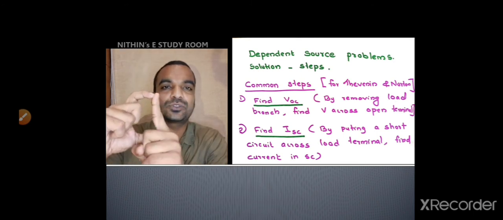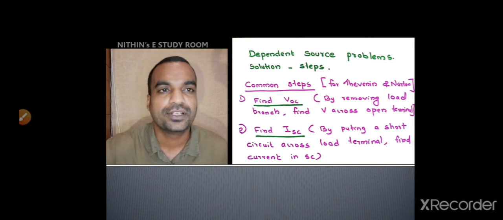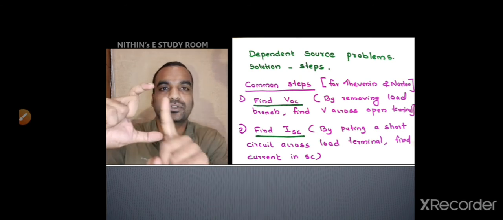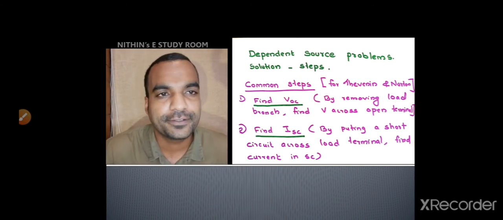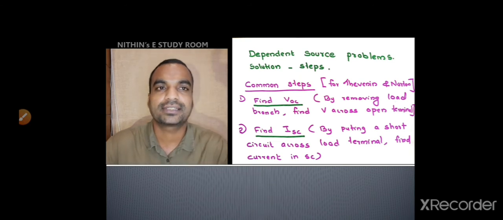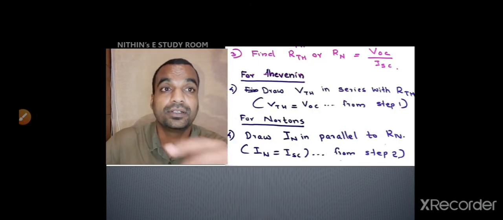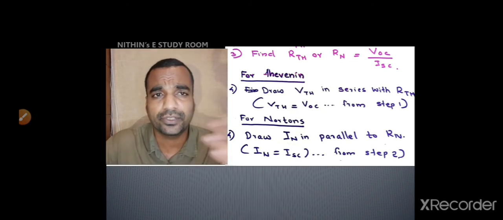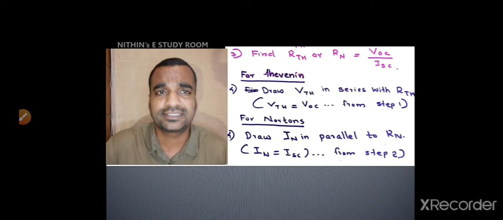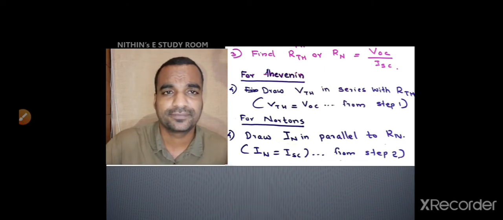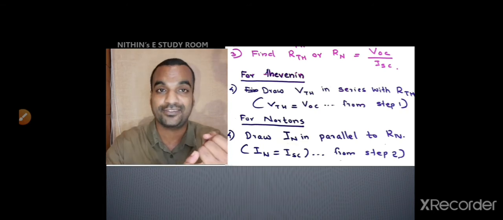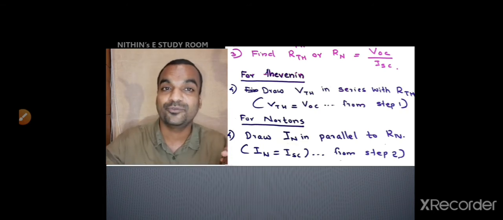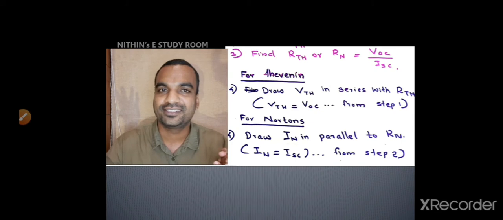ISC is the current passing through the short circuited load branch. So you have to put a short circuit across the load branch and find the current passing through it, and this current is known as ISC. So the third step is simply find RThevenin or R Norton, that is equal to VOC by ISC. Fourth step, it is only for the Thevenin case, because if it is a Thevenin problem, now you are having RThevenin and in the first step you got VOC or VThevenin. So you can simply draw the Thevenin equivalent diagram.